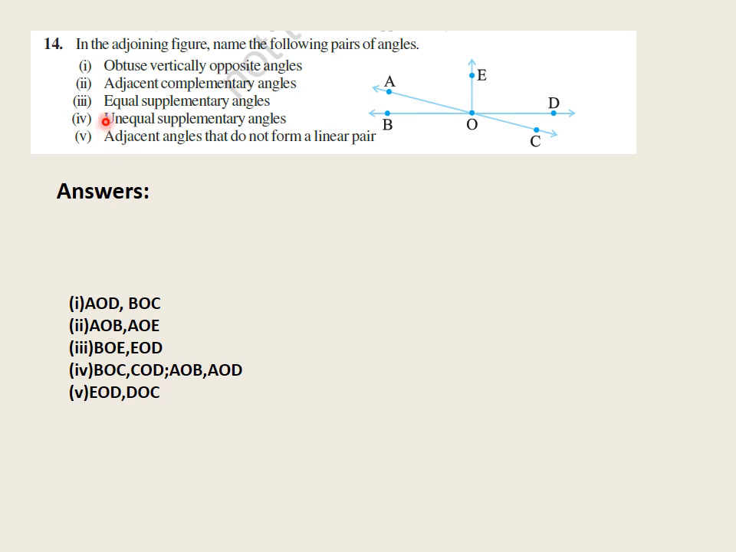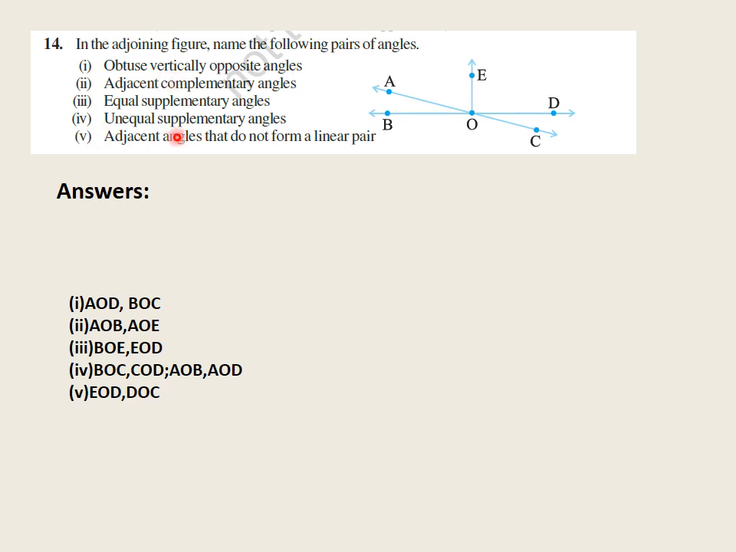Now the next one, equal supplementary angles. What are equal supplementary angles? How much should be there? It should be 90 degrees. 90 plus 90 is equal to 180 degrees. Isn't it? So what are 90 degrees angles? BOE, EOD. Okay?